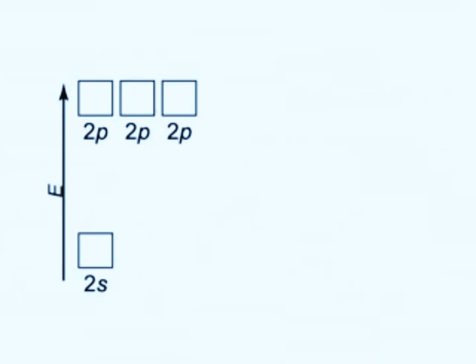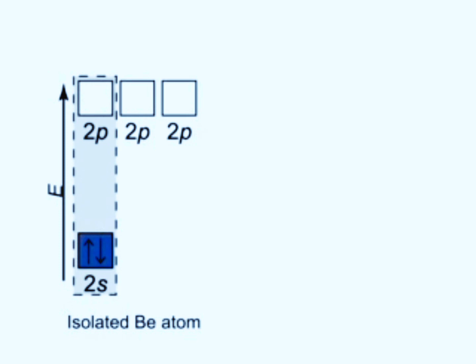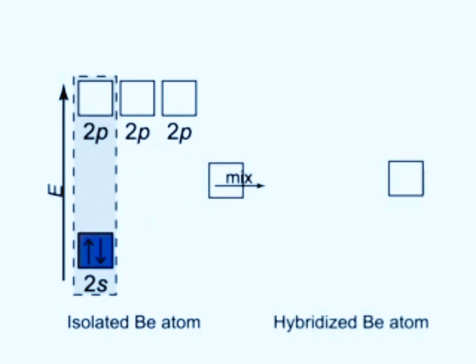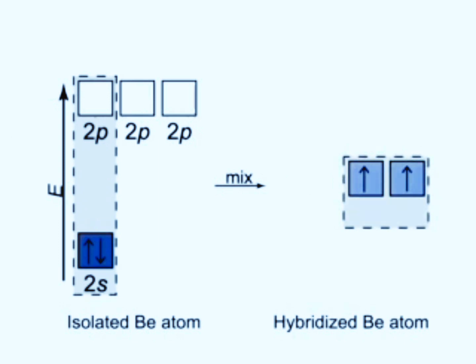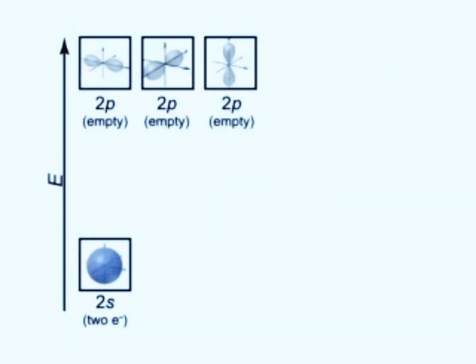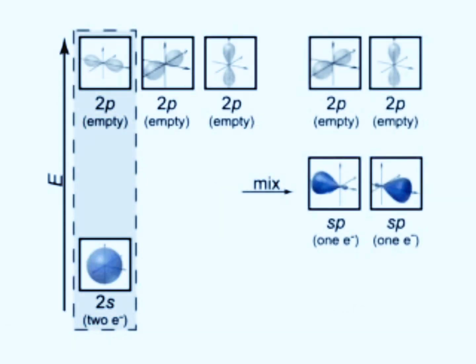First, we'll use box diagrams to depict hybridization and consider the central beryllium atom in the linear molecule BeCl2. The isolated Be atom has a filled 2s orbital and 3 empty 2p orbitals. In the process of hybridization, the 2s and one of the 2p's mix and form two sp hybrid orbitals. The two electrons from the 2s become distributed into the sp orbitals, one electron each with parallel spin. The two other 2p orbitals remain empty and unhybridized. Here is the same process in a box diagram that shows orbital shapes.